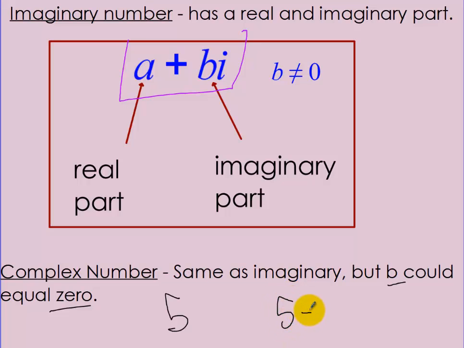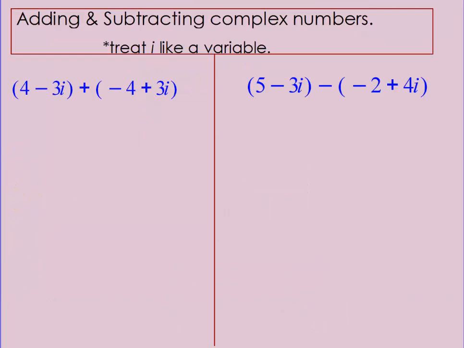And 5 plus 2i could be a complex number because it has the i part, and it could also be an imaginary number. So it's just kind of like that rule with saying whole numbers and natural numbers. One has 0 and one doesn't include 0. Complex and imaginary is kind of that same deal. So I might use those interchangeably.